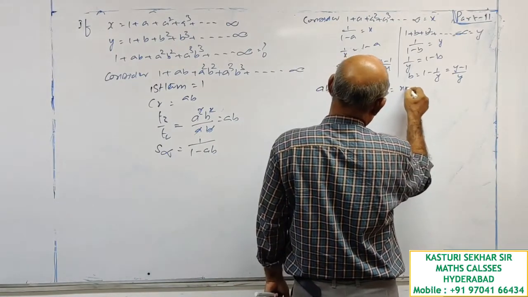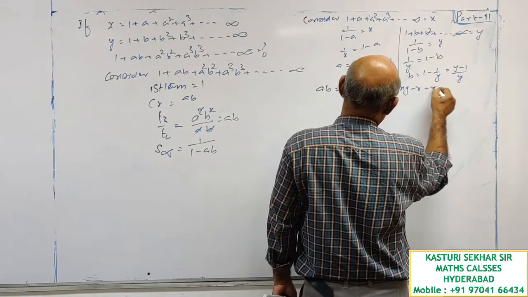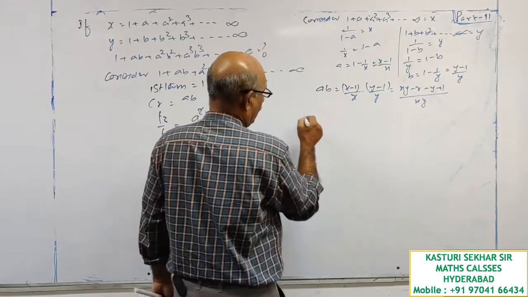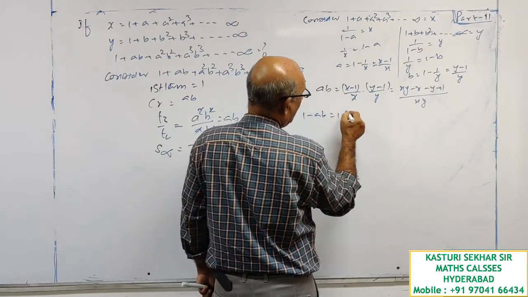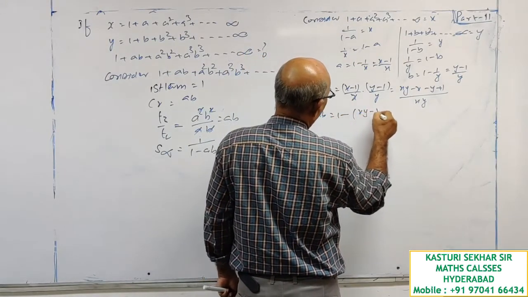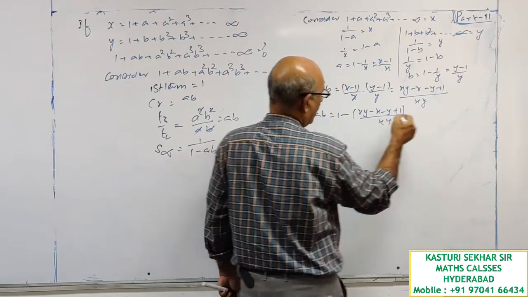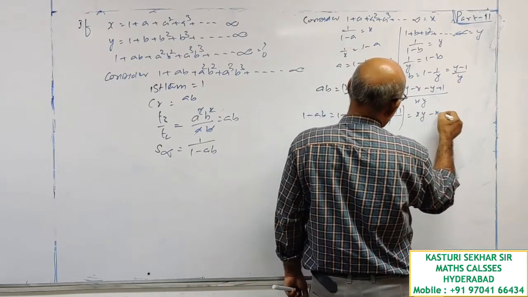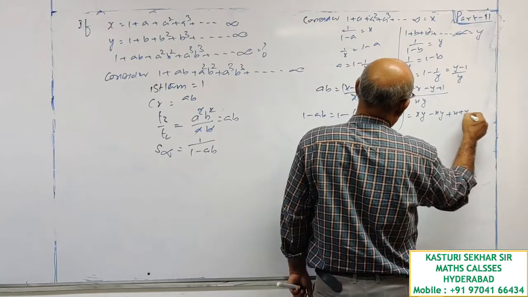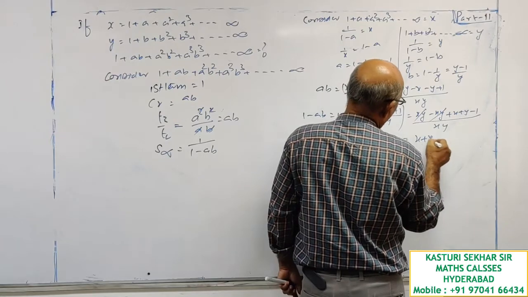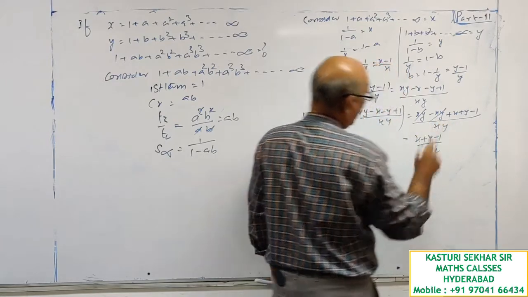X into y, that is xy minus x minus y plus 1 divided by xy. So 1 minus ab is 1 minus this, which is xy minus x minus y plus 1 divided by xy. When I take LCM xy, things cancel and we get x plus y minus 1 by xy.